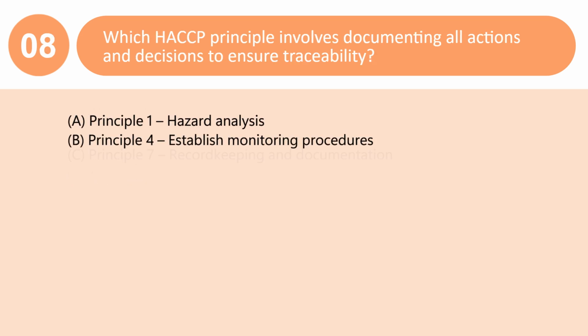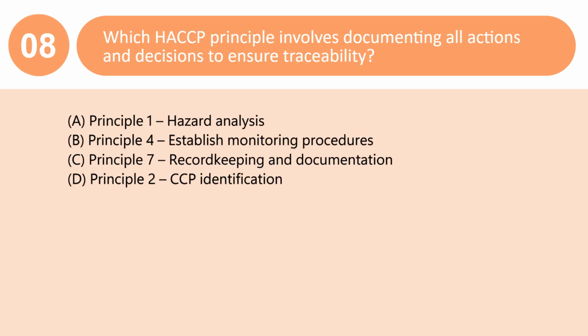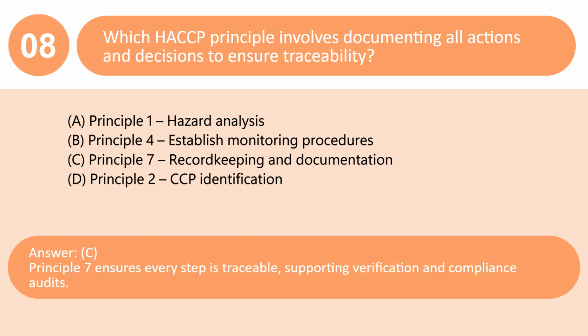Which HACCP principle involves documenting all actions and decisions to ensure traceability? A. Principle 1, Hazard Analysis. B. Principle 4, Establish monitoring procedures. C. Principle 7, Record keeping and documentation. D. Principle 2, CCP identification. Answer: C. Principle 7 ensures every step is traceable, supporting verification and compliance audits.